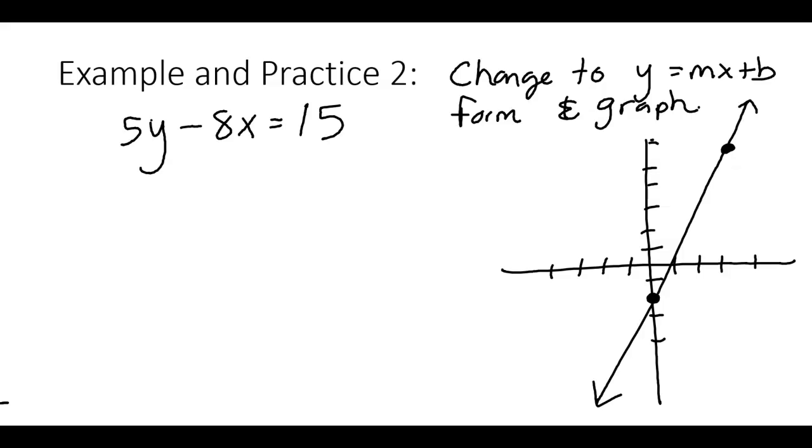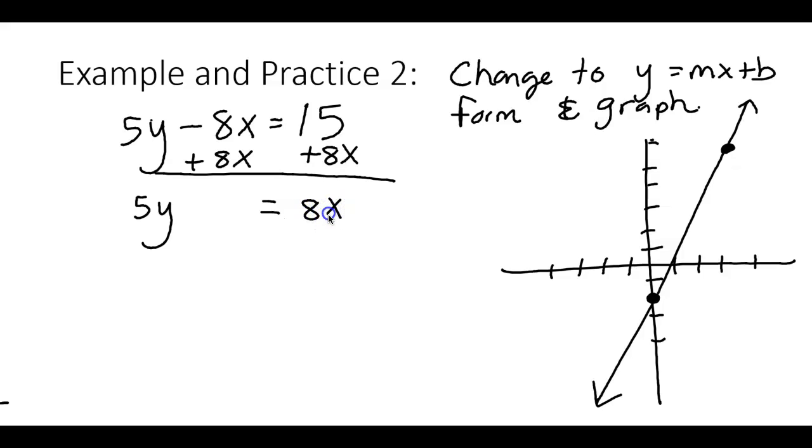What do you think, Adriana? Good. So why are we adding the 8x this time? Yeah, so you want to do the opposite. Since it's minus 8x, we want to add it this time. So we have 5y. Remember, our goal is to get the y by itself, so I'm getting rid of the 8x right now. Try and see if you can do the second move there.